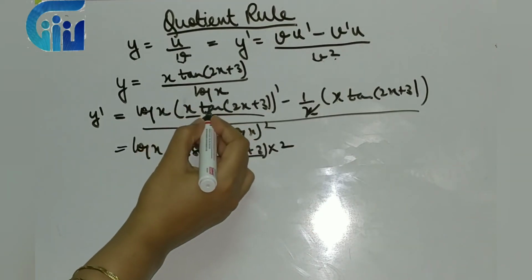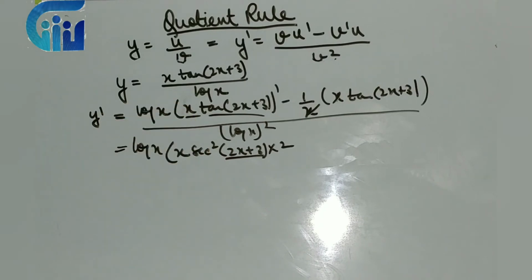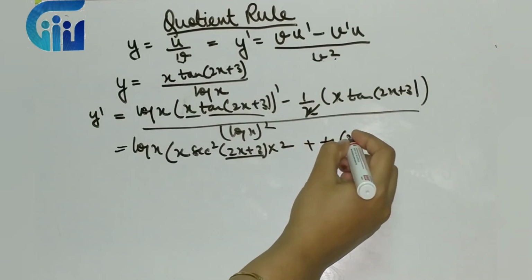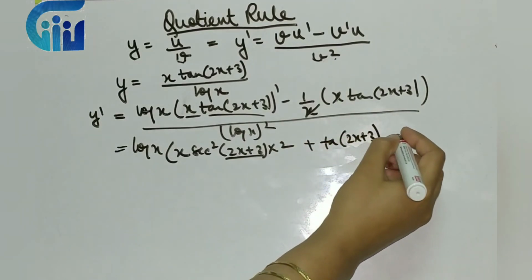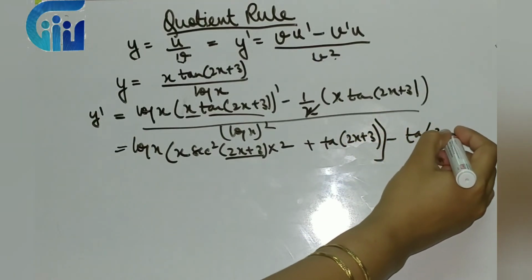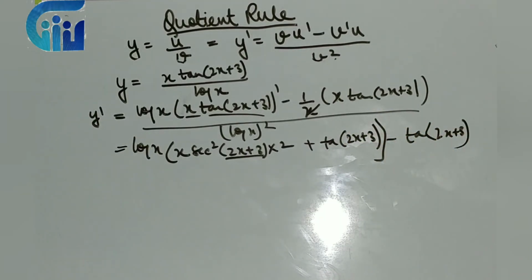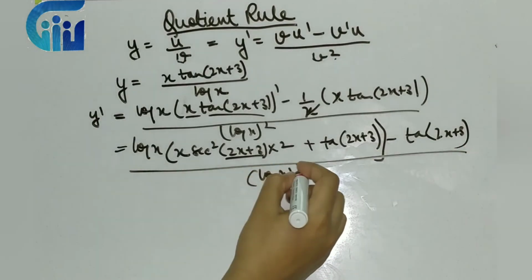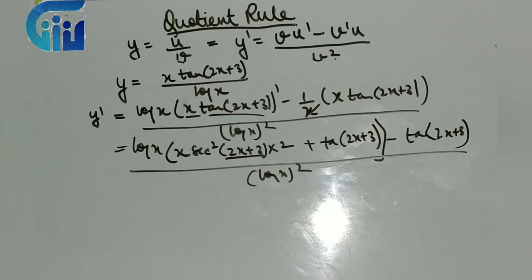By chain rule, the derivative for 2x plus 3 will come out to be 2. So what did we do? The derivative of tan is sec square, and then the derivative of the angle 2x plus 3 is 2, right? Then plus tan 2x plus 3 as it is, the derivative for x is 1. And over here we have log x whole square. So this is the answer. This is the way in which we will be solving. We'll be applying quotient rule, right?